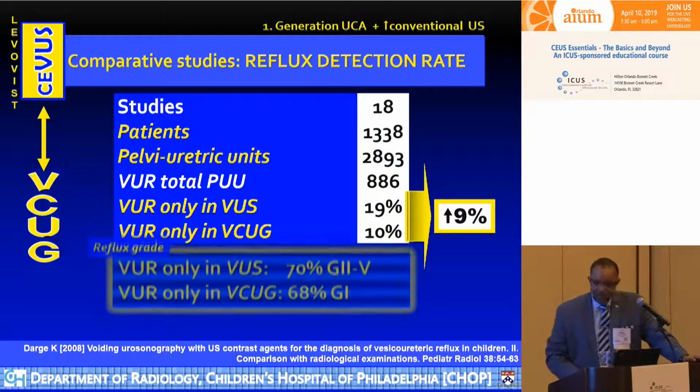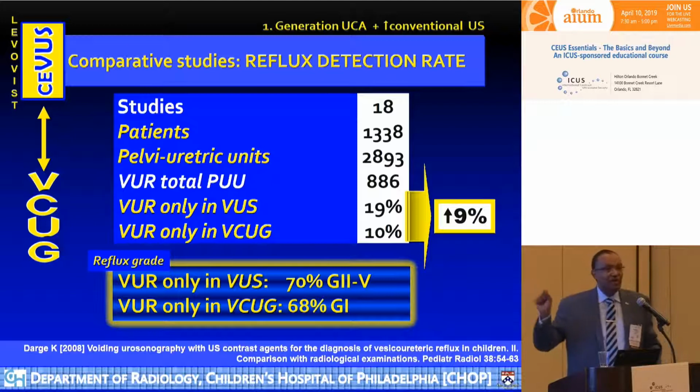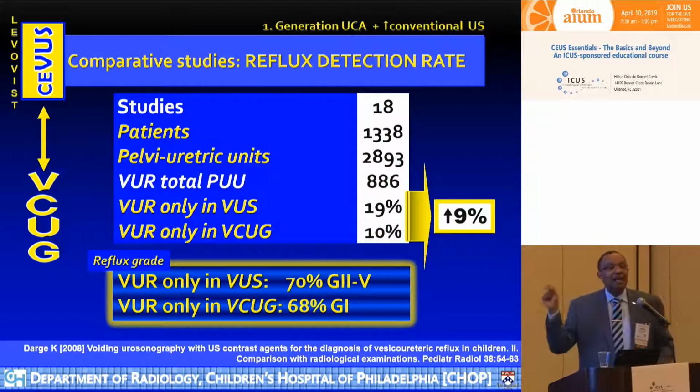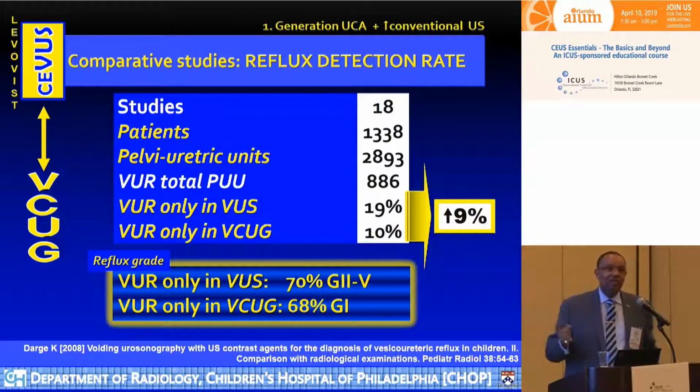However, the most interesting fact is that the majority of the reflux seen on ultrasound, 70%, two-thirds, was grade 2 to 5, higher grade. But the majority of reflux missed on ultrasound and detected on VCUG was in 70% grade 1. Grade 1 is the lowest, less clinically significant reflux compared to grade 2 to 5. So what we are seeing is that we not only detect more reflux, but we are detecting higher grade reflux.